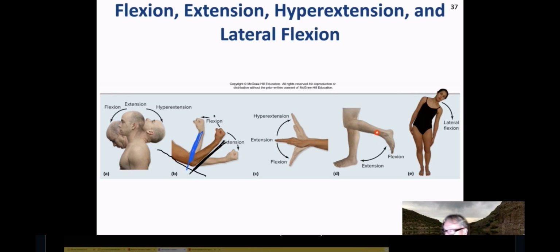The last one here is where I was talking about how our knees and our ankles are weird. Everything else flexes forward, but when you flex your knee, your foot goes behind you. And here's an example of kind of full trunk lateral flexion.